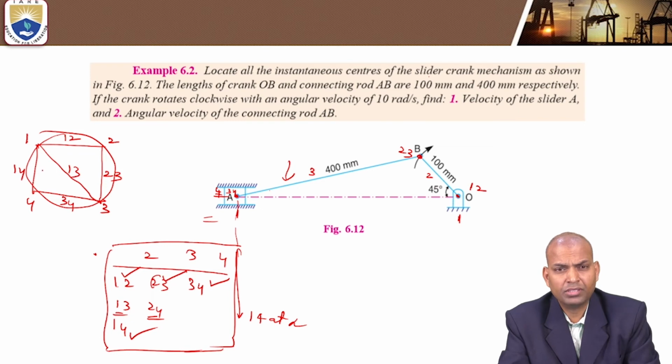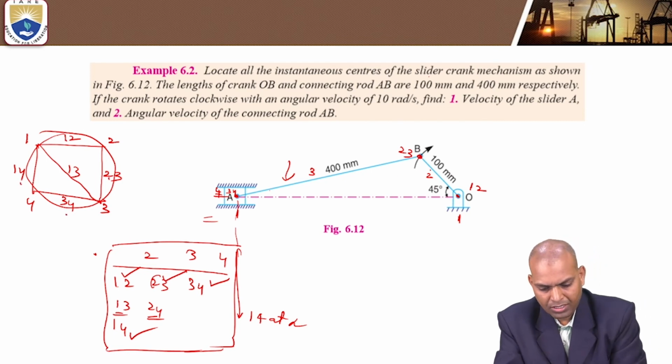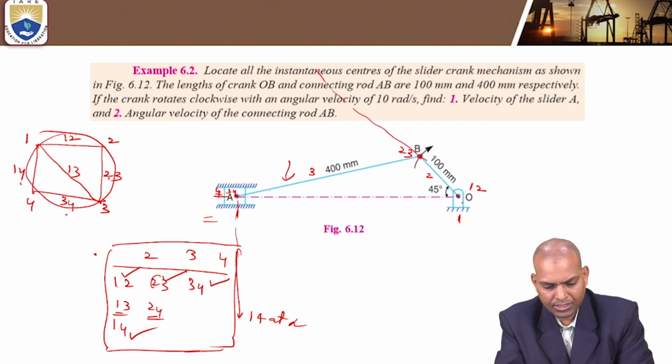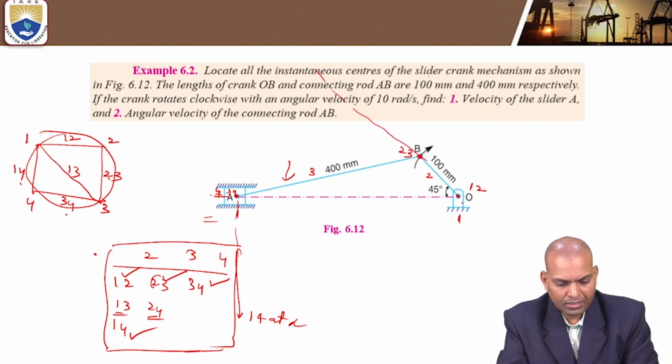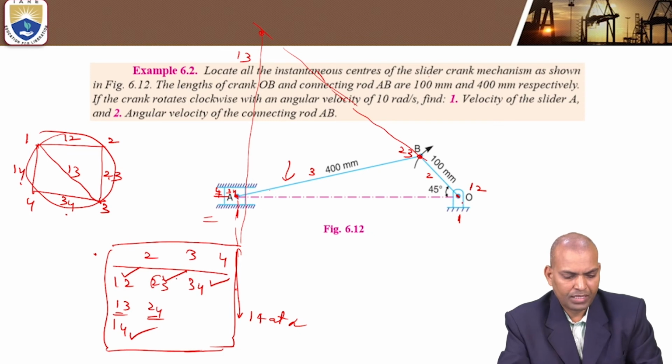The 1,3 I-center will be on the line of intersection of the I-centers 1,2, 2,3 and 1,4, 3,4 extensions. Where is 1,2, 2,3? This is the 1,2 and 2,3 extension, and this is the 1,4 and 3,4 extension. It is at this location, that is 1,3.